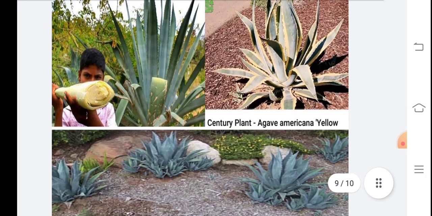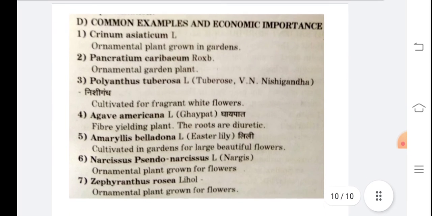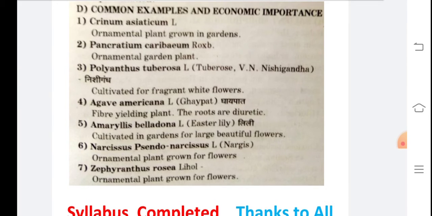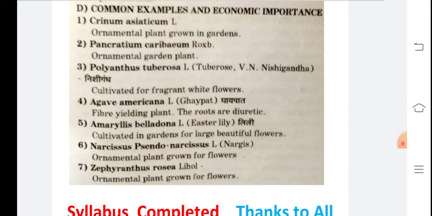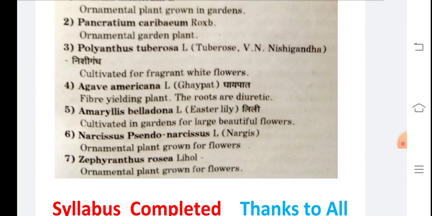Then Agave, Gaipath. Gaipath we know. It is commonly called the century plant, Agave americana. Right. So different species and varieties are there in this one. And the other common examples we have seen in photographs. This is Crinum, a garden or ornamental plant. Pancratium is also a garden plant. Polianthes tuberosa, Nishigandha, Gulchhadi, has fragrant white flowers. Agave americana, Gaipath, is used for fiber yield, and the roots are used medicinally as a diuretic.